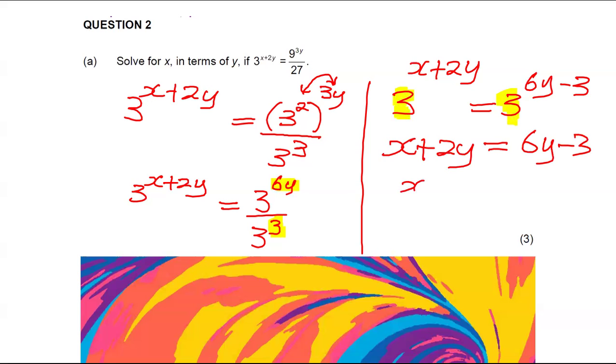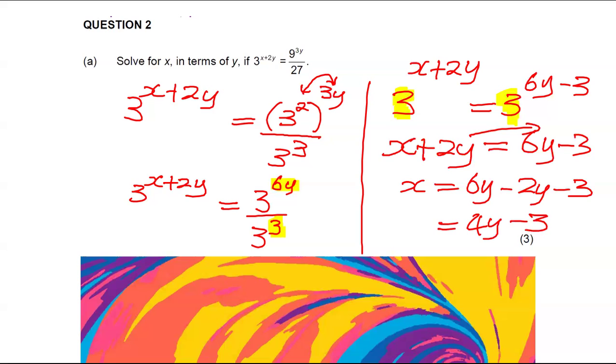Isolate x. When you isolate x, this 2y will go to the right-hand side. So it will change signs. You'll end up having 6y minus 2y minus 3. And 6y minus 2y will give you 4y minus 3. So x will be equal to 4y minus 3. They said you need to solve in terms of y. So you need to solve for x in terms of y. And we have done that: x is equal to 4y minus 3.